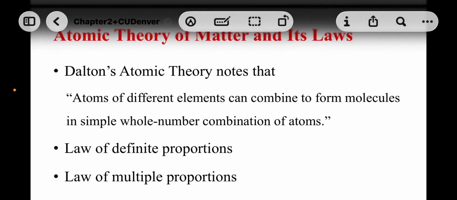Next, the atomic theory. Dalton proposed that the elements are made of tiny invisible atoms and that atoms combine in the simplest whole number ratios. This ties into three key laws: the law of conservation of mass, the law of definite proportions, and the law of multiple proportions.